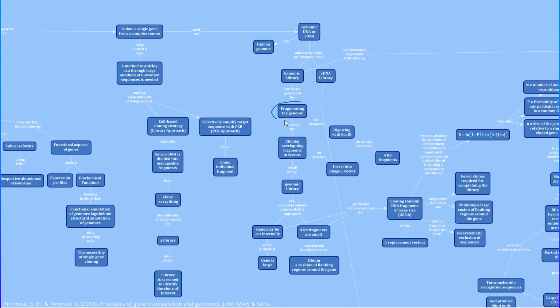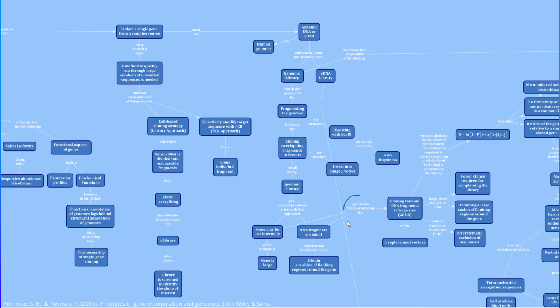So for example, we could fragment the genome with EcoRI, and on average, we'll get 4 kilobase fragments. And then we can insert the overlapping fragments into vectors such as phage lambda vector. But the problem with the EcoRI digestion is that on average, it'll provide us with 4 kilobase fragments, and this can be too small. Instead, it's desirable that we obtain a cushion of flanking regions around the gene. And also, 4 kilobases is not that small, but there is a potentiality that the gene may be cleaved internally, especially the case if the gene is large.